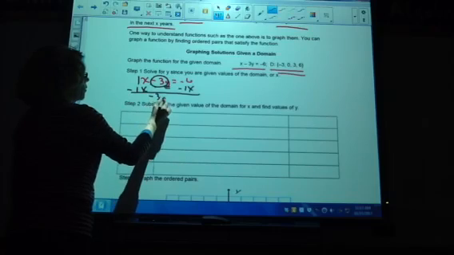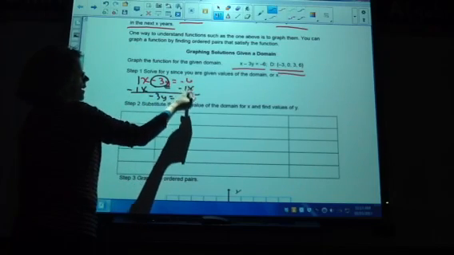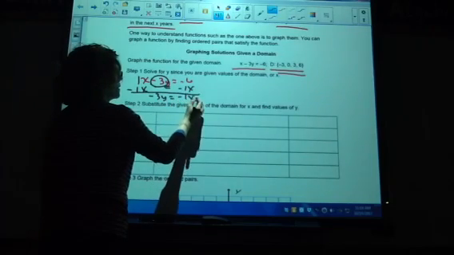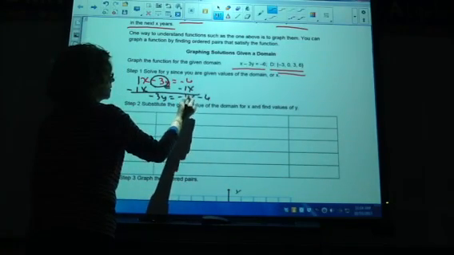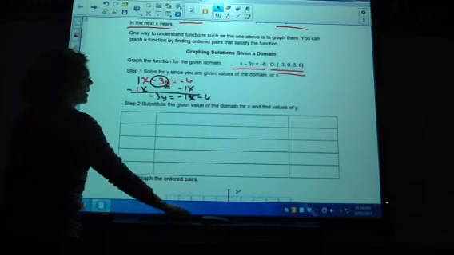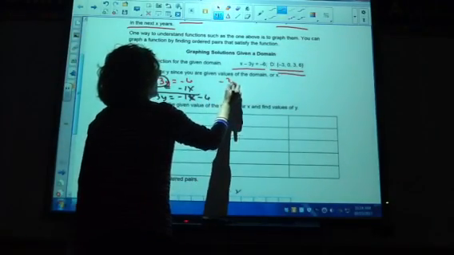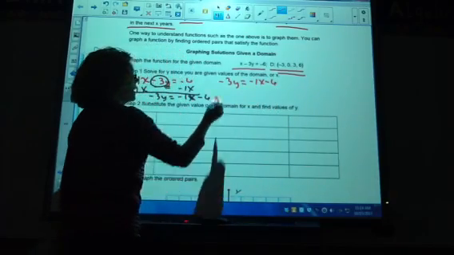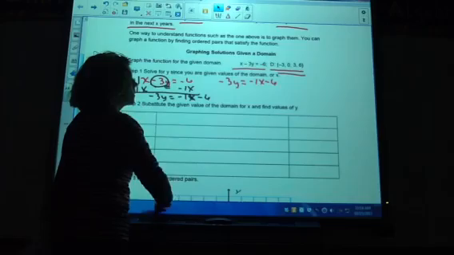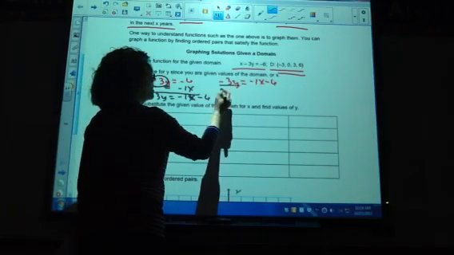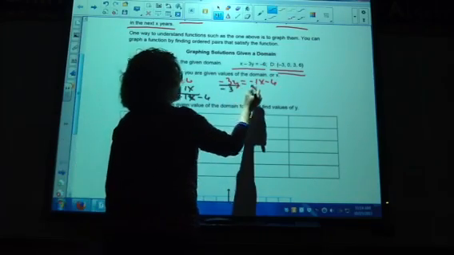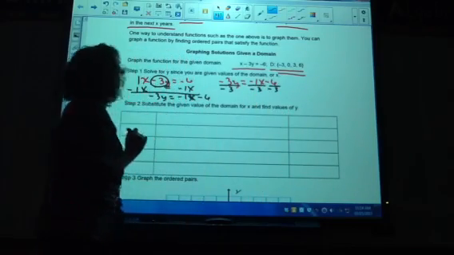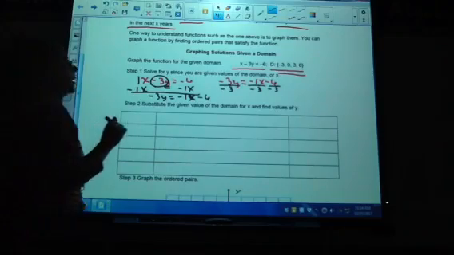So I have negative 3y equals, these are not like terms, so I can't combine them. So I have negative 1x minus 6. Move this over. Negative 3y equals negative 1x minus 6. Now, the inverse of multiplication is divide. Remember, I'm trying to isolate that y. I have to divide each term on the right side by that negative 3.